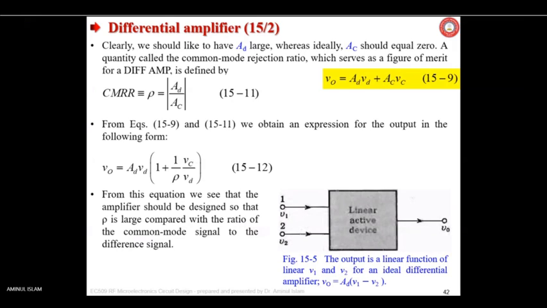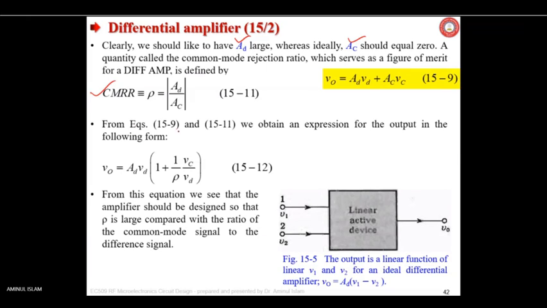Clearly we should like to have AD as large as possible, whereas AC as close to 0, so that CMRR becomes very high or infinite. The definition of CMRR we have already discussed, and I said that CMRR is applicable to a differential amplifier as well as an operational amplifier. And we have also discussed that a differential amplifier is nothing but a one-stage operational amplifier. Are you remembering? Pratham? Yes.